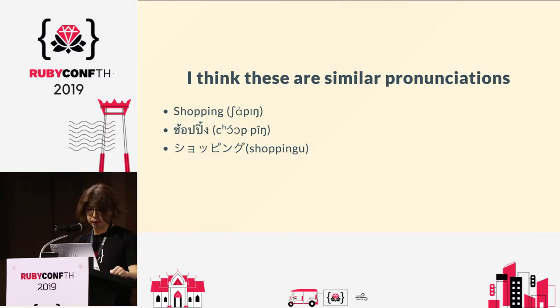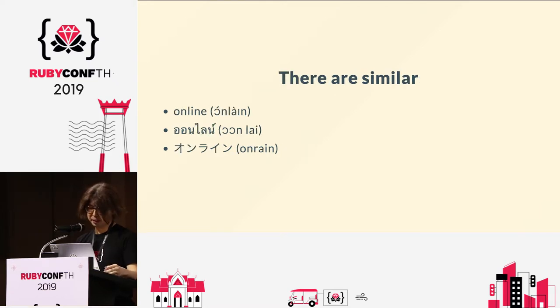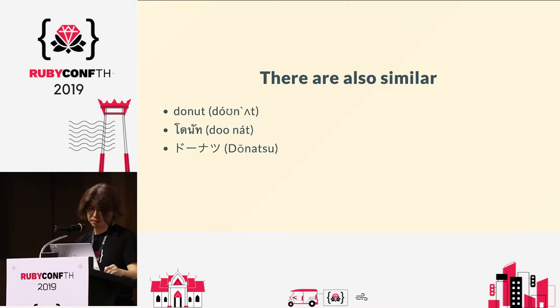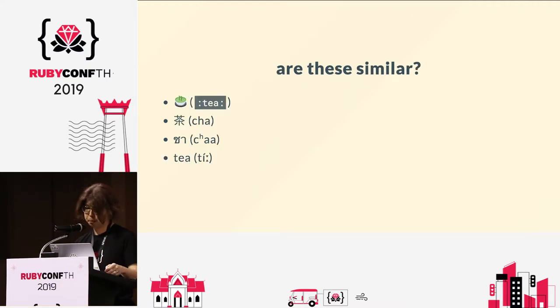Shopping. In Thai, shopping. Is my pronunciation right? In Japanese, shopping. Online. In Thai, online. In Japanese, online. Donut. In Thai, donut. In Japanese, donuts. Are these similar?